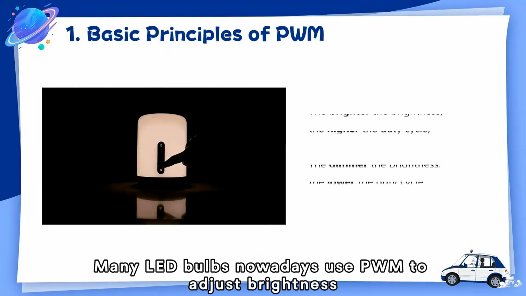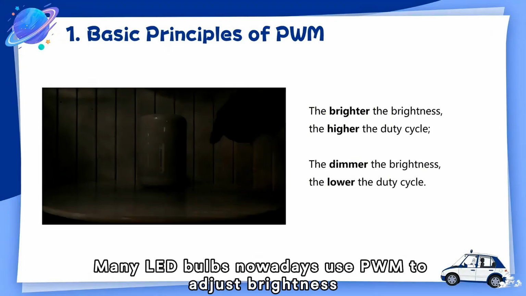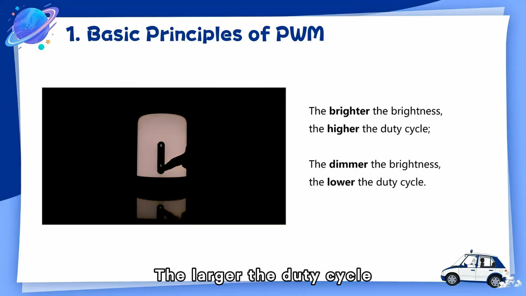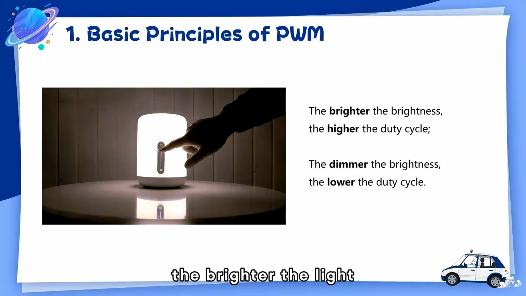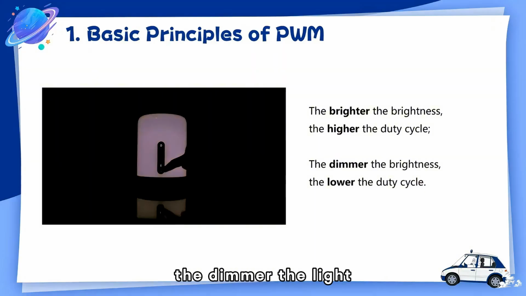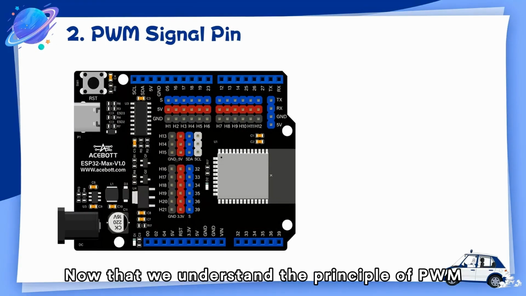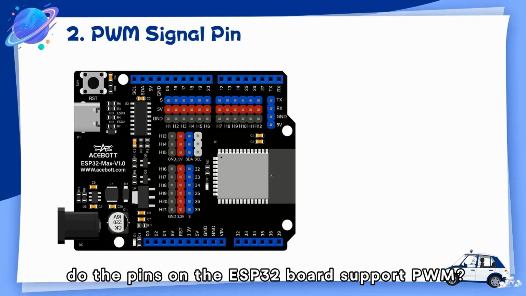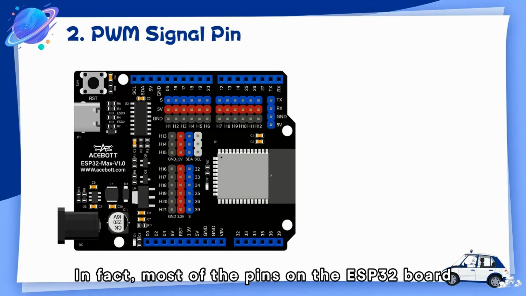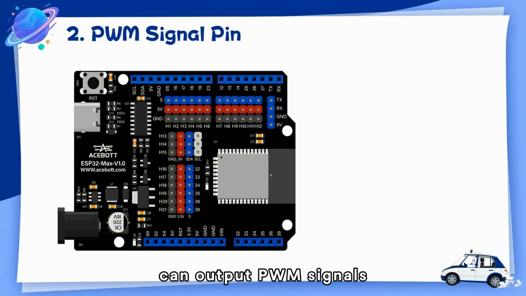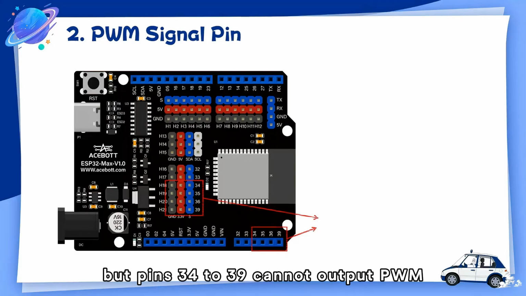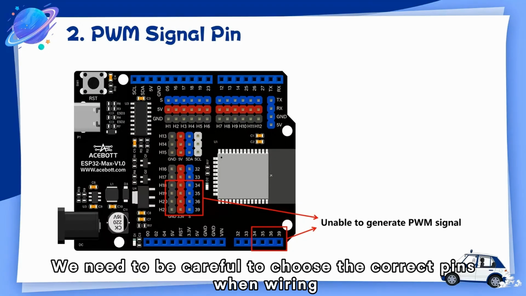Many LED bulbs nowadays use PWM to adjust brightness. The larger the duty cycle, the brighter the light. The smaller the duty cycle, the dimmer the light. Now that we understand the principle of PWM, do the pins on the ESP32 board support PWM? In fact, most of the pins on the ESP32 board can output PWM signals, but pins 34 to 39 cannot output PWM. We need to be careful to choose the correct pins when wiring.